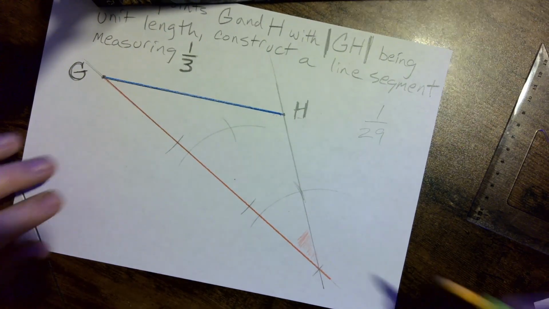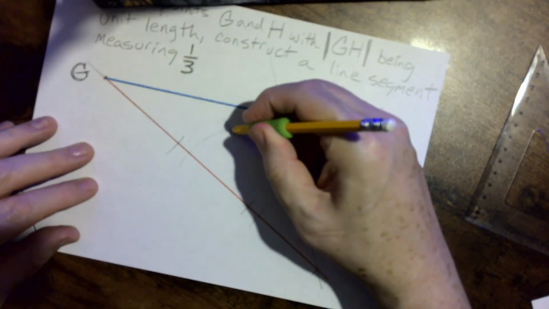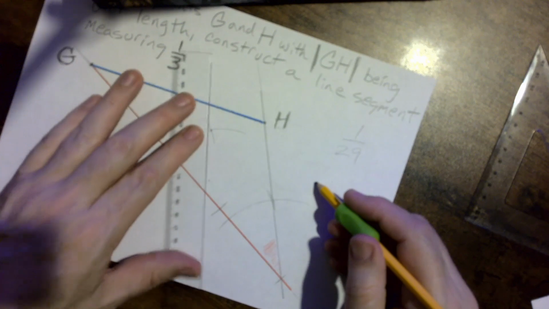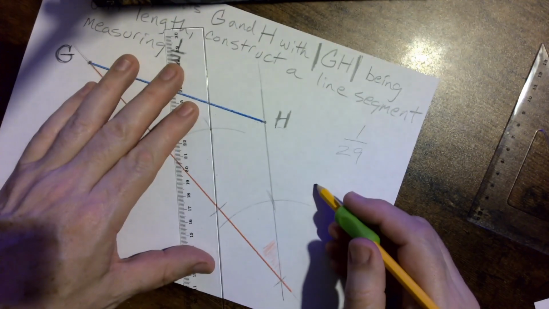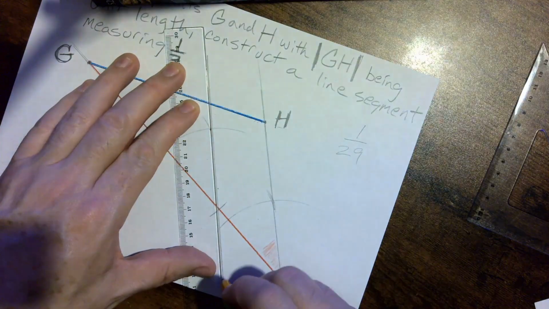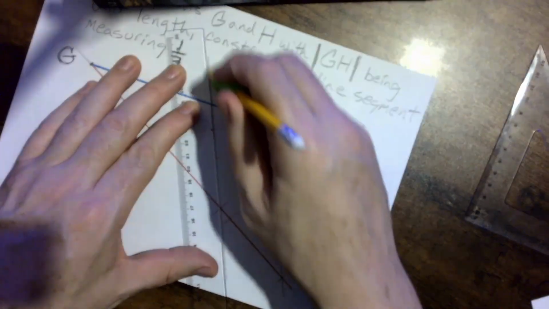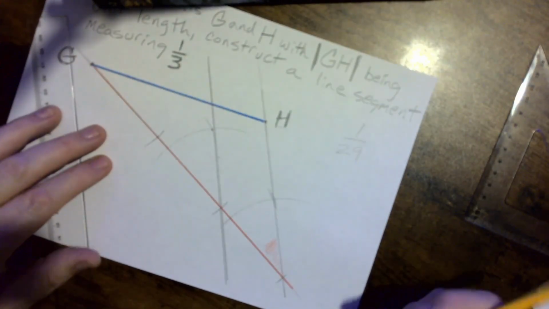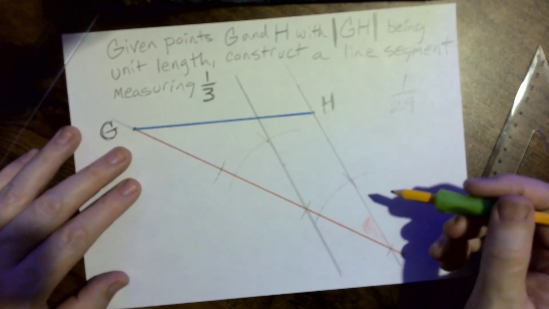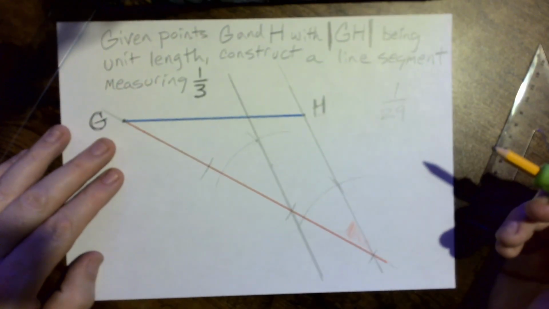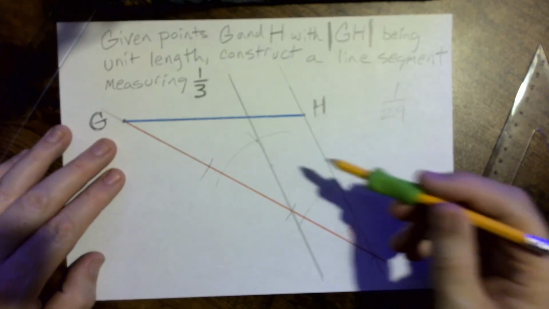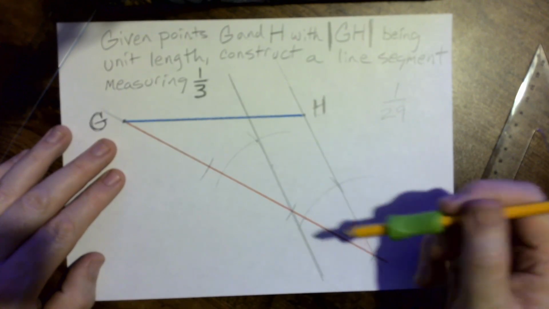So I have this point here, don't I? And I'm going to draw this line segment from here to here. Oops. Like that. Now, what do I have here? I have parallel lines.